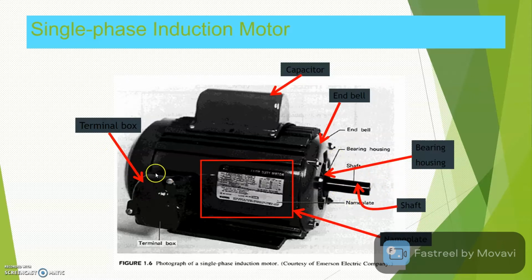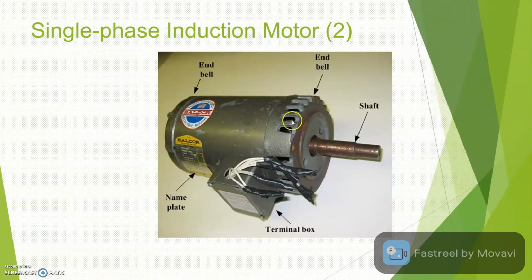This is the terminal box. This is the bearing house. And bell. This is the shaft. And then this is the other type of single phase induction motor.